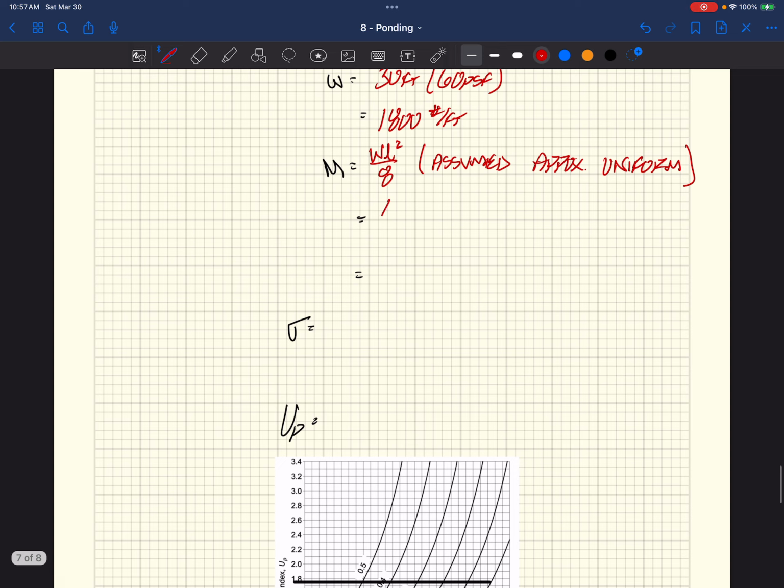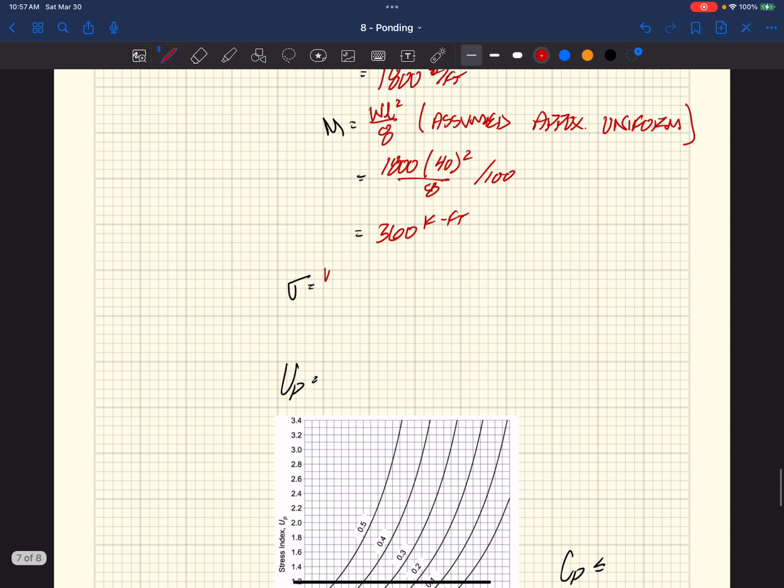So WL squared over 8, W we just figured out was 1,800 pounds per foot times 40 feet squared, all over 8. I'm going to divide this by 1,000 so we get kip feet. We get 360 kip feet.